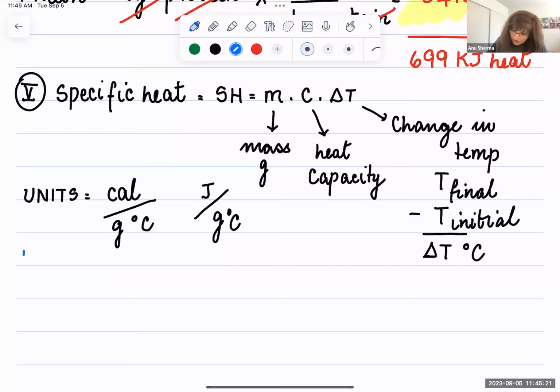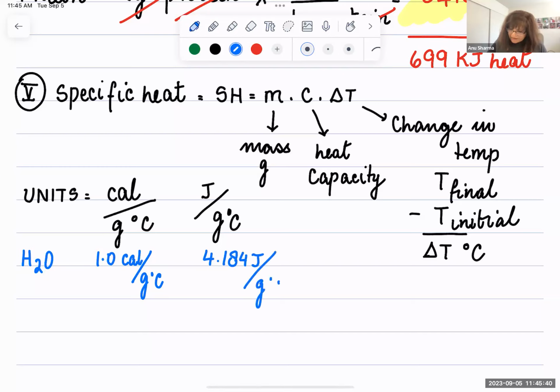Now, let's look at the value for water. In calories, it is 1.0 calories per gram degree Celsius. That's the value for water. And in joules, the value for water is 1.84 joules per gram degree Celsius.